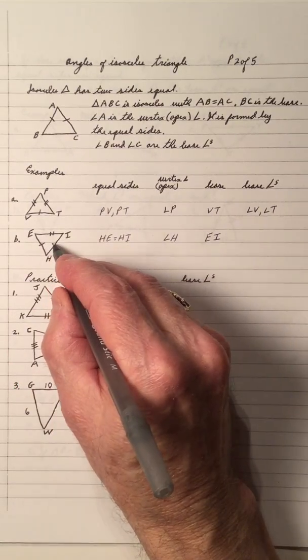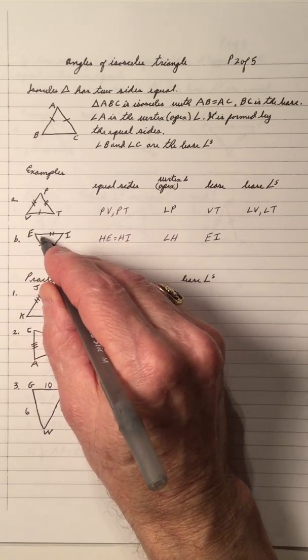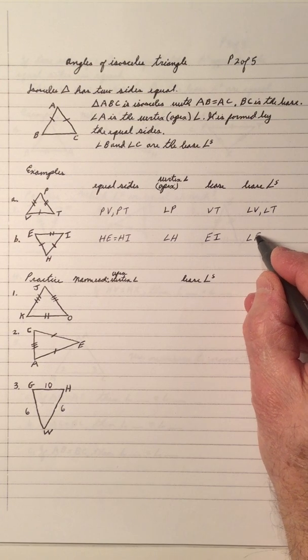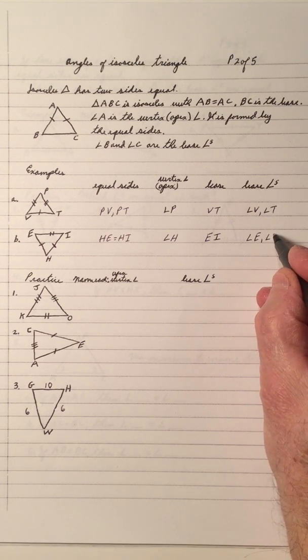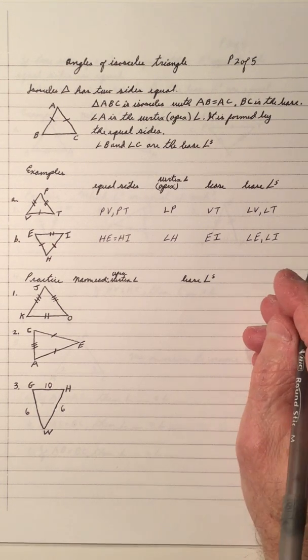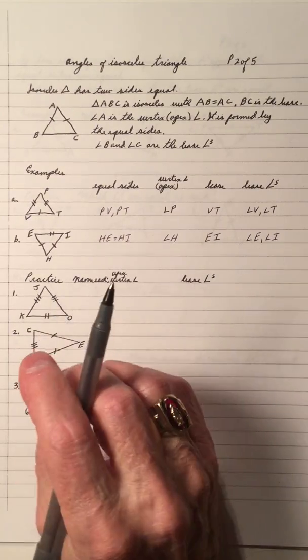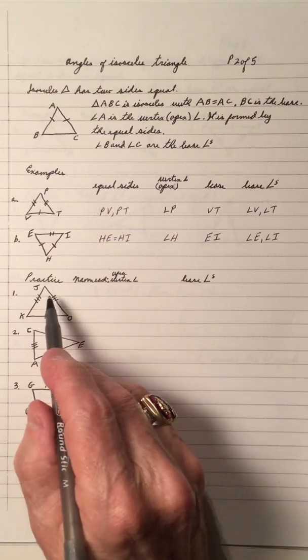And the base angles are opposite the two equal sides. This is the base, so E and I are the base angles. And we know that the base angles are going to be equal later on. Two equal sides, two equal angles.